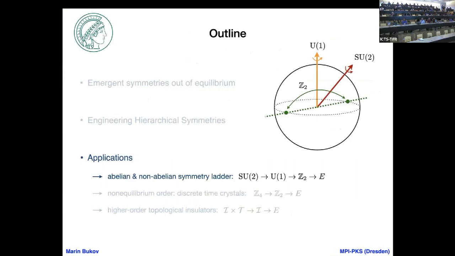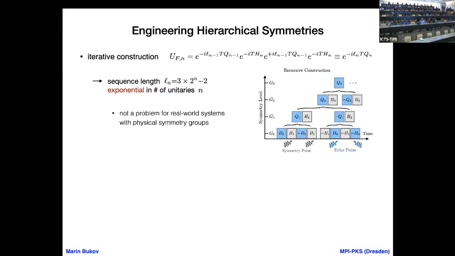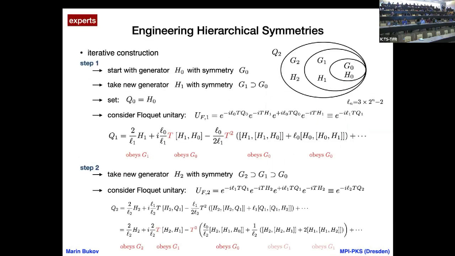So let me see if I can answer your question directly. In principle, if you look at the construction here, you could imagine that we have these H2, H1, and H0 generators. Now suppose that H1 and H2 share the same SU2 symmetry. H2 has an SU2 because that's the largest symmetry. Now let's say that H1 would also have SU2. Then in that case, this commutator would also obey the G2 symmetry, which is the SU2 symmetry group. And so the breaking would occur at order T squared.